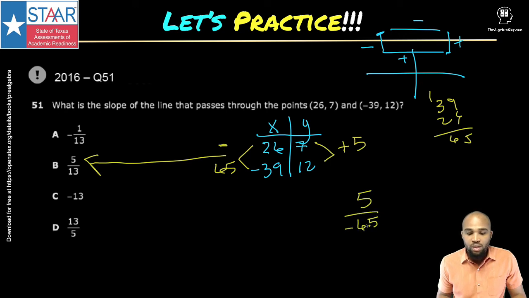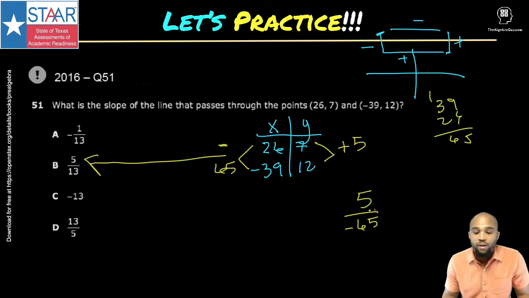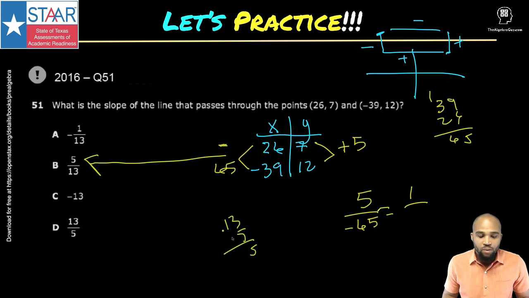So I already see that 65 is a multiple of 5, so we can reduce this one. Divide by 5 on both the top and bottom. That's 1. 65 divided by 5 is 13, I'm thinking. So let's see, 13 times 5, 65. Yeah, so that's 13. So it's going to be a negative 1 over 13.